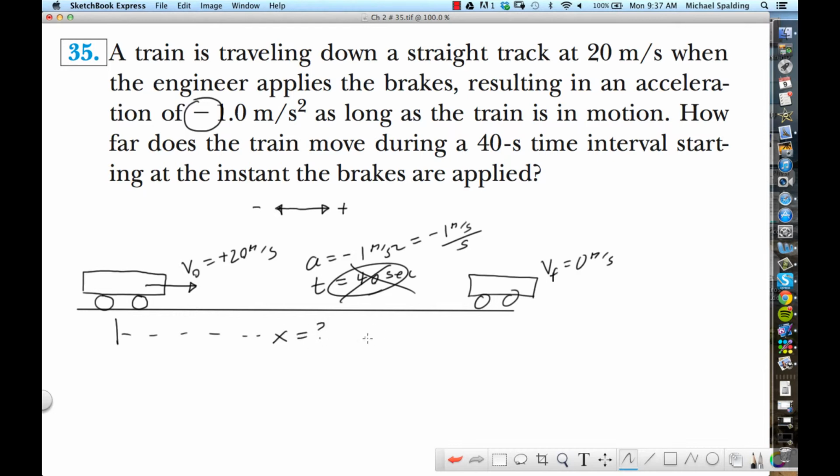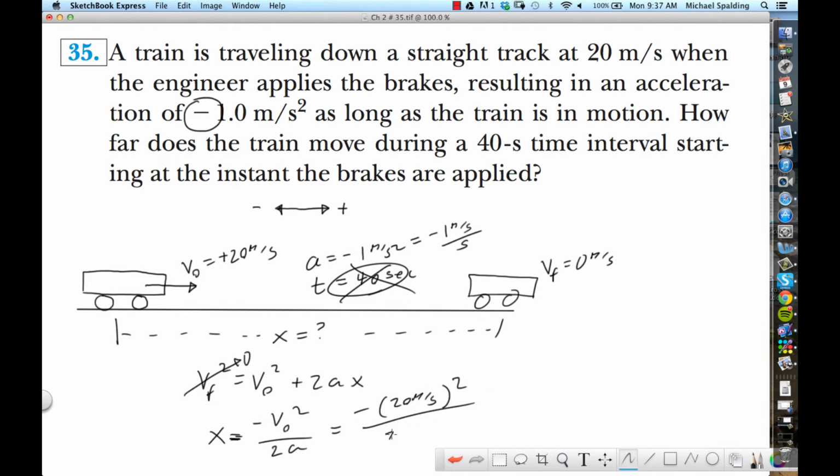Yes, we're looking for this displacement. So the equation that does it is Vf squared equals V initial squared plus 2ax. V final is 0, so x will be negative V initial squared over 2a. So that's going to be negative 20 squared over 2 times negative 1, which is going to be 400 over 2. So that's going to be 200 meters.